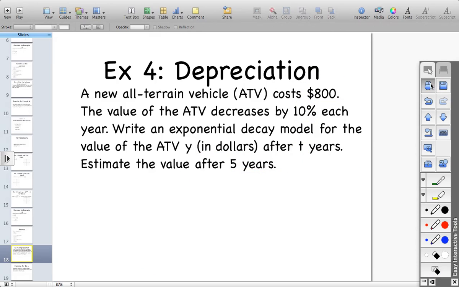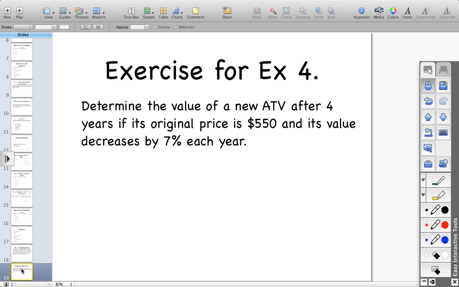All right. Your last exercise is following the same idea, but now we have a different ATV. We want to know what the value is after 4 years if the price was $550 and the value decreased by 7%. So pause, take a moment to solve the problem. When you're ready, hit play to see the answer.